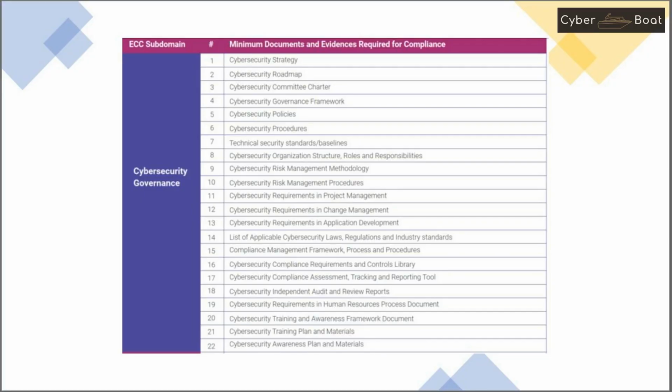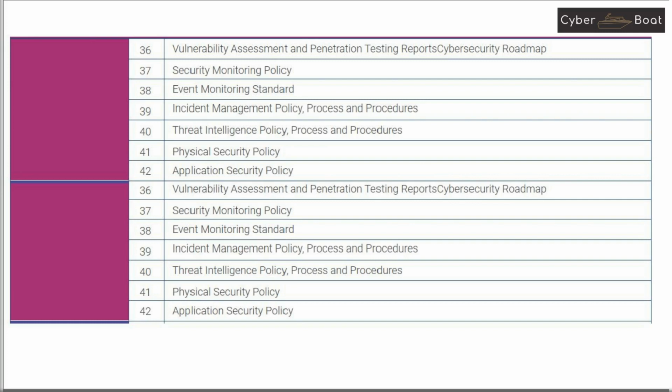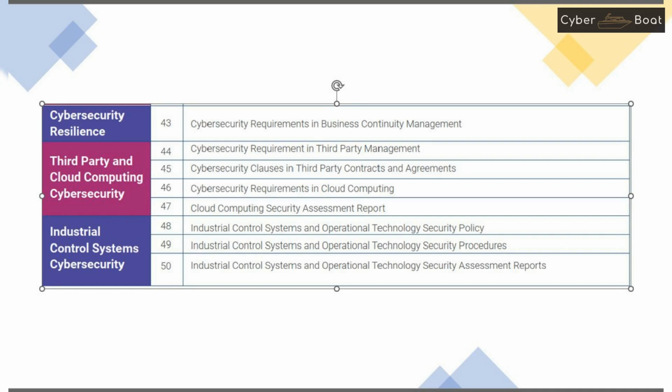Here you can see the 22 documents related to cybersecurity governance. You can note them down so you can have guidance. And here are 20 documents that would meet most of the requirements for the second domain, the cybersecurity defense domain. And here you can see only one document for the cybersecurity resilience domain, which I will elaborate on more in the specific section and guide you on how to prepare for it.